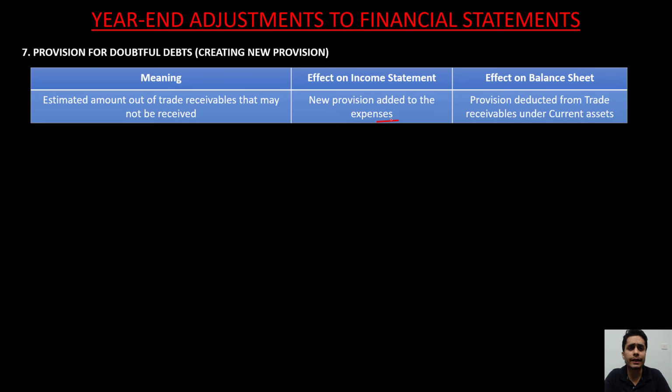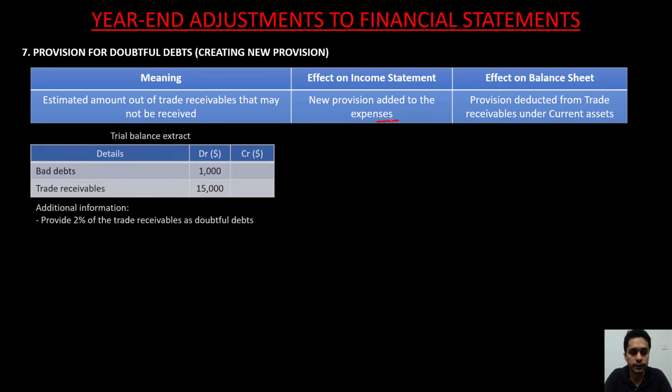In the balance sheet, you will show the debtors at a net amount after deducting your provision for doubtful debts, because the balance sheet should show the net amount that the business is expected to receive, and hence in the balance sheet we will deduct our provision for doubtful debts.